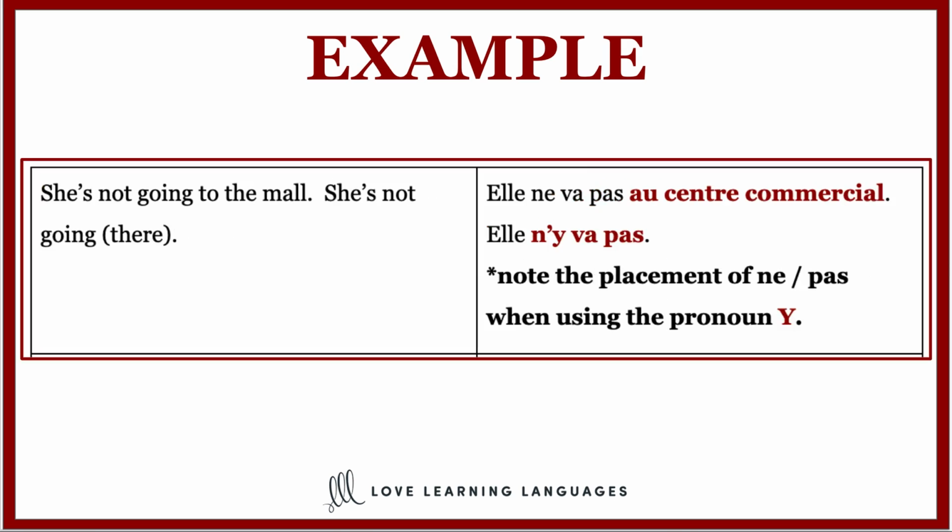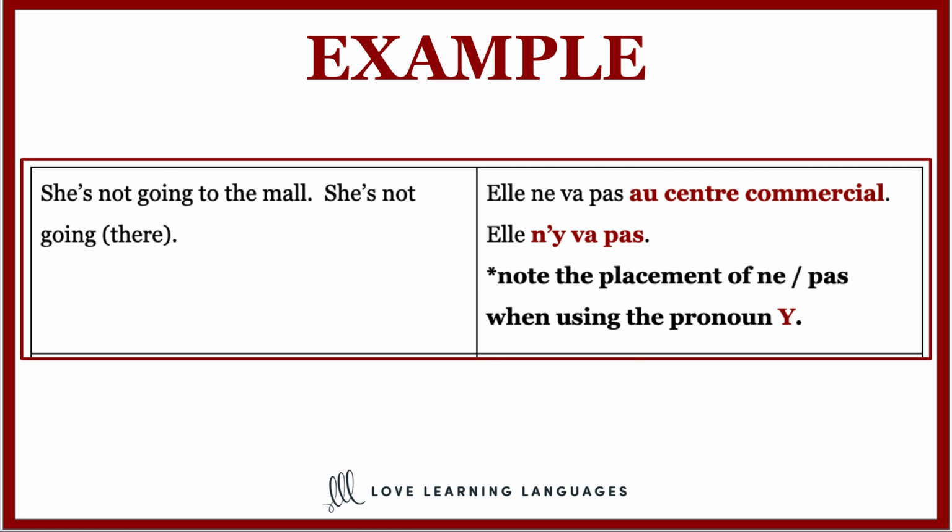All right. She's not going to the mall. So in English, she's not going. In French, she's not going there. Elle ne va pas au centre commercial. Elle n'y va pas. So au is an à in disguise. Remember that au is just à and le. When they're next to each other, you have to form a contraction. It becomes au. So elle n'y va pas.